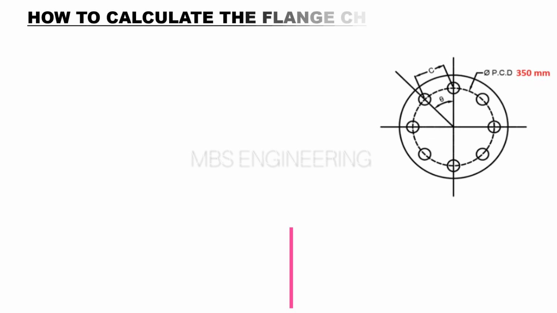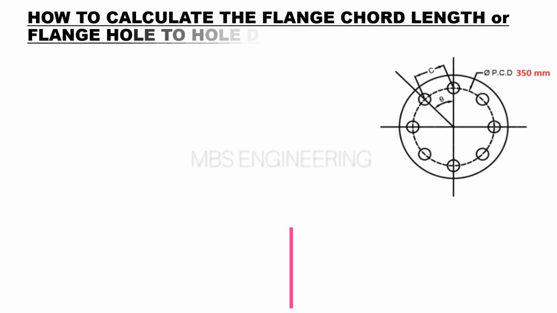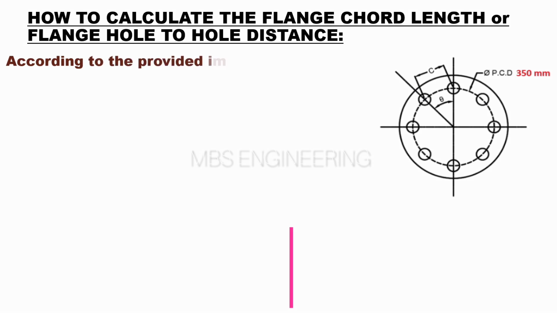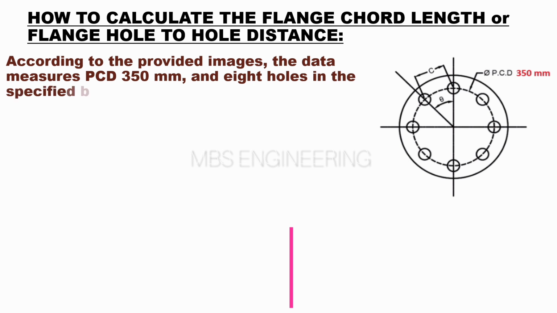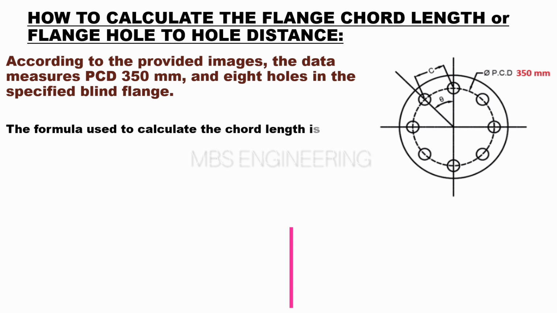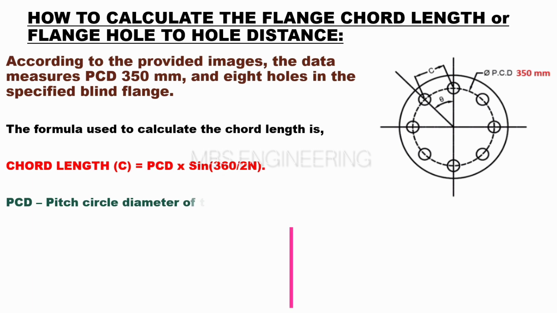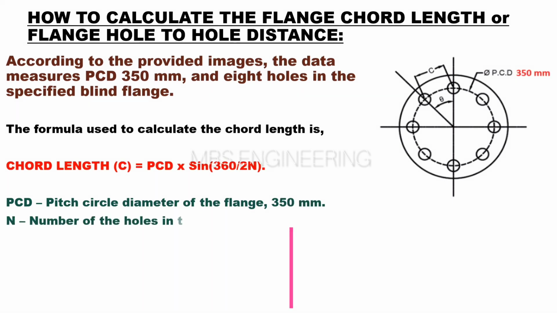Next, how to calculate the flange chord length or flange hole-to-hole distance. According to the provided images, the data measures PCD 350 mm and 8 holes in the specified blind flange. The formula used to calculate the chord length is: the chord length, or flange hole-to-hole distance, is equal to the pitch circle diameter of the flange multiplied by the sine of 360 divided by 2 into N. The given data are: PCD, the pitch circle diameter of the flange, is 350 mm. N, the number of holes, is 8.